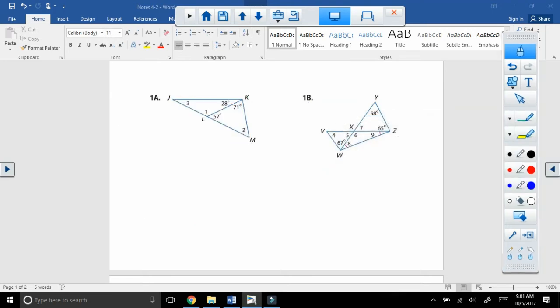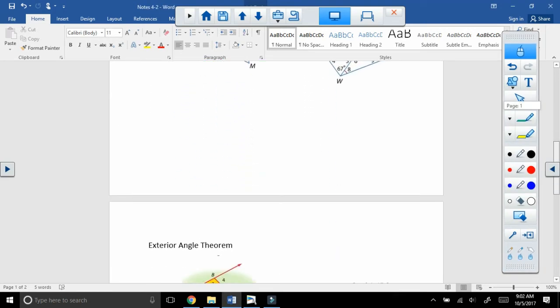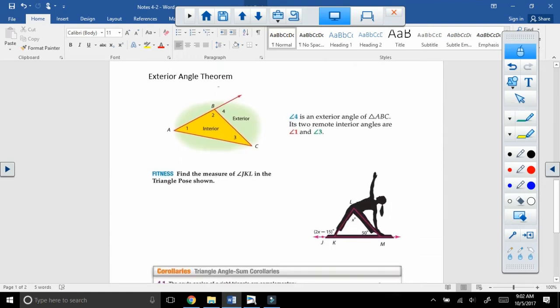Let me just scroll down quick. It's called the exterior angle theorem. And before we get into what that theorem actually says, we need to know what an exterior angle is. If you draw a triangle, you have the three angles that are on the interior, which would be these three here. If you extend one of those lines out, and you could extend any one of these sides out, what we have is an exterior angle. So in this picture here, angle 4 is an exterior angle.